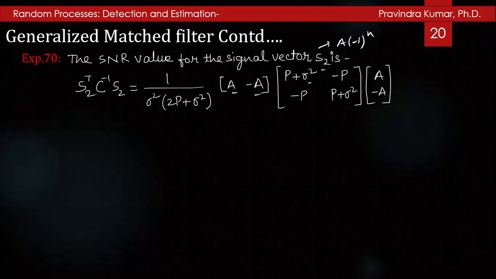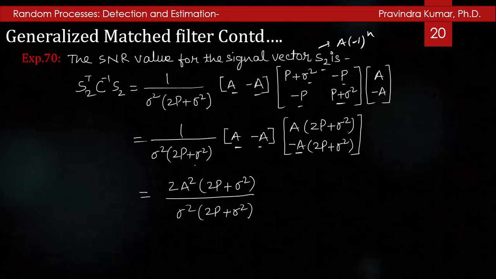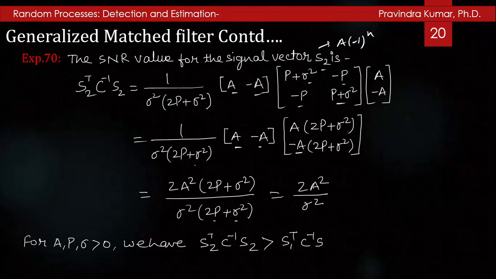So it is A minus A, and the matrix P is sigma square minus P plus sigma square. So you will have the value 1 by sigma square 2P plus sigma square, the matrix A minus A, and A into P 2P plus sigma square minus A into 2P plus sigma square. So we will solve this matrix as 2A square 2P plus sigma square divided by sigma square 2P plus sigma square, and it will be equal to 2A square by sigma square.